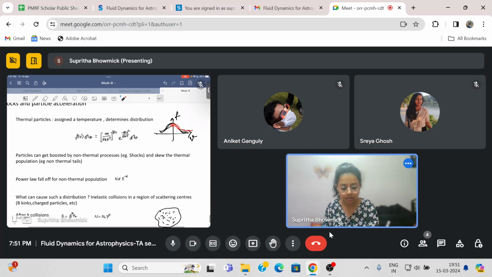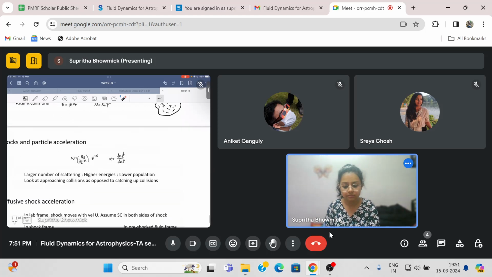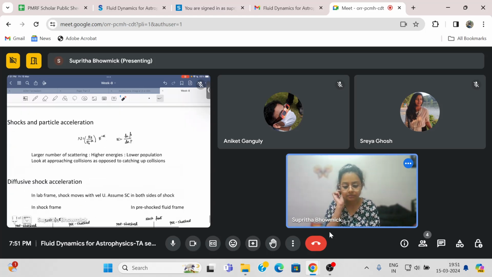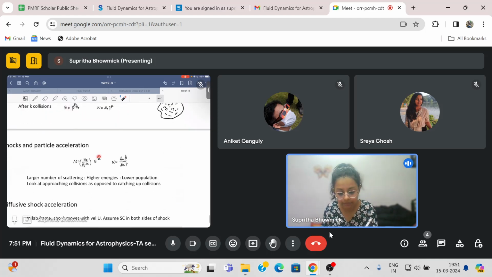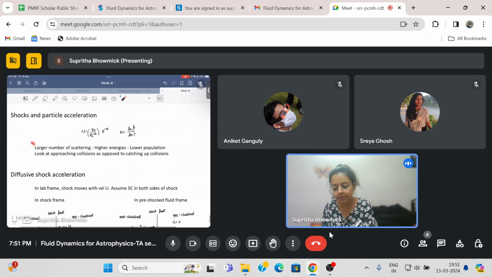So you do get a fall off behavior, right? But the energies are also larger. Okay. So then you can eliminate k from these two equations, and you will see that alpha can actually be related to these quantities beta and p. Yes, this is just a repetition of what I said. A larger number of scatterings would imply higher and higher energies for the lower and lower population.